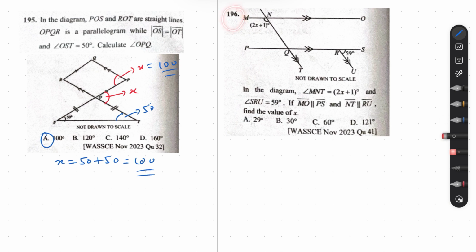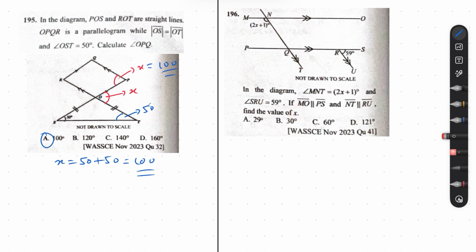196. Now the question says, in the diagram, angle MNT is 2x plus 1. And angle SRU is 59. And MO and PS are parallel. These two lines are parallel. NT and RU are also parallel. So this line and this line are also parallel. So we need to find the value of X.